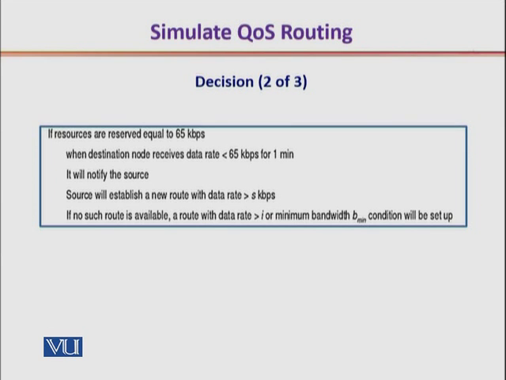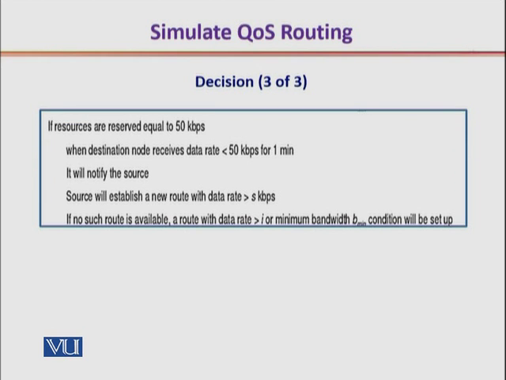If the resources are reserved up to 65 kilobits per second, and again, if this particular path fails to deliver 65 kilobits per second for the period under observation of 1 minute, again the source shall be notified and an alternate path shall be chosen. If again no such route is available, then B minimum has to be agreed with. And this is what is shown in the last part of the decision.